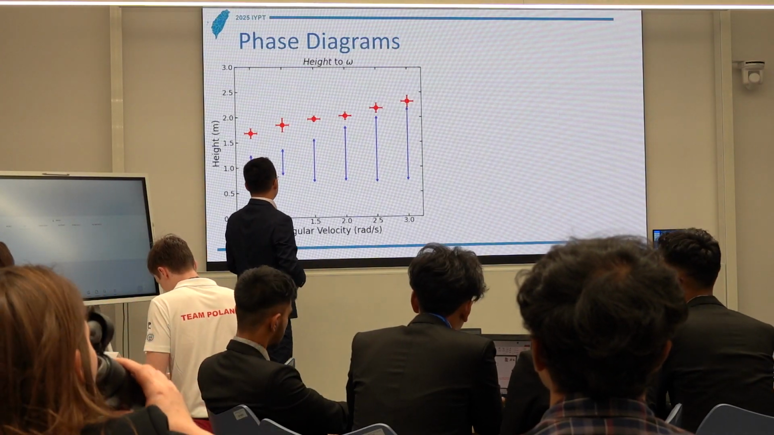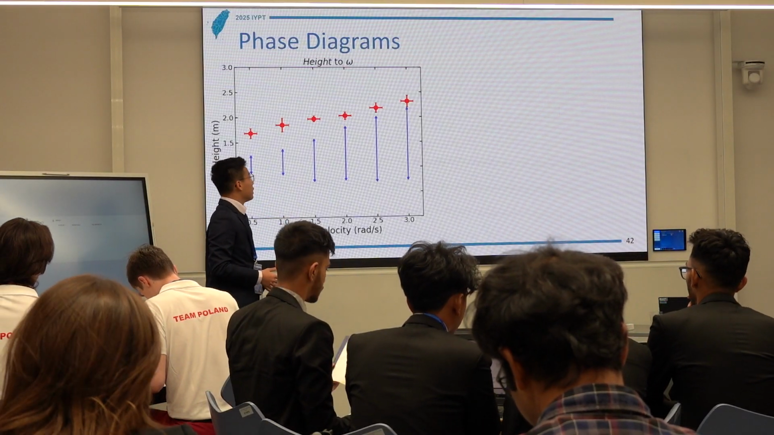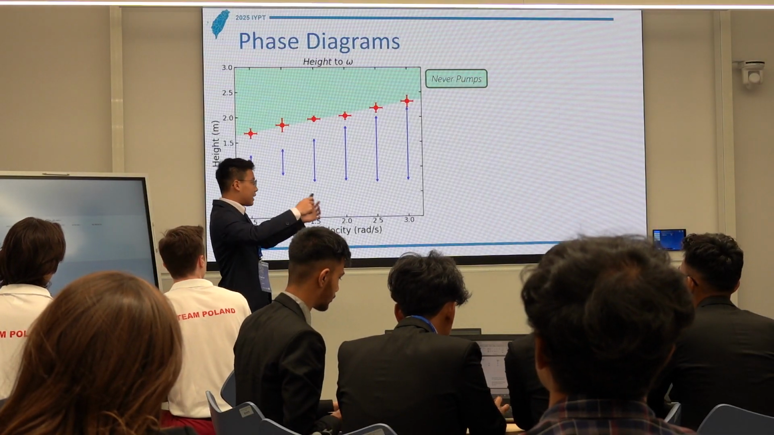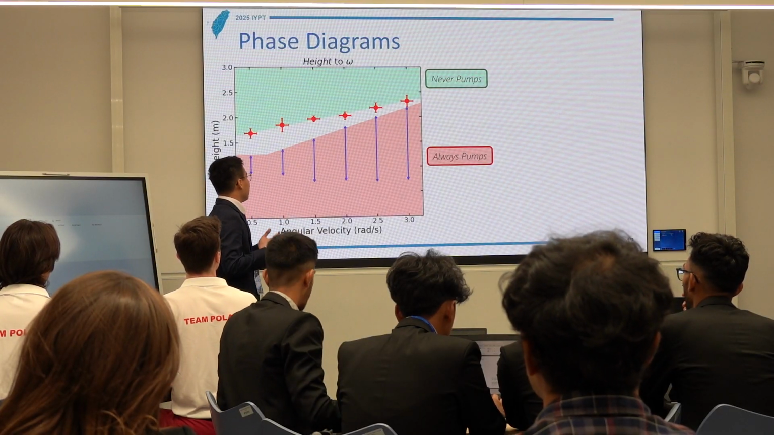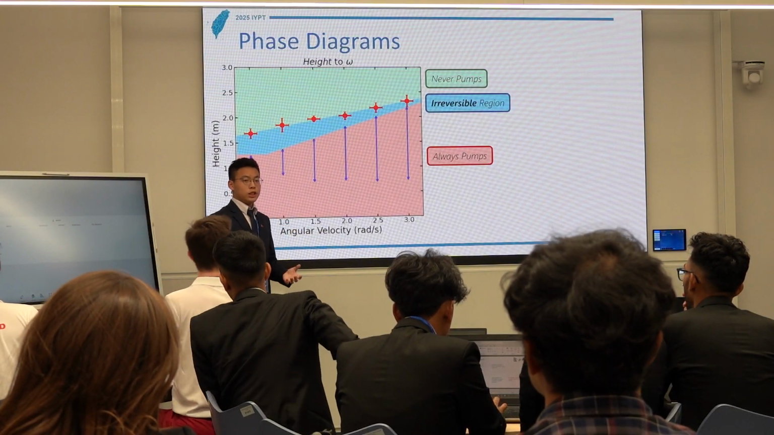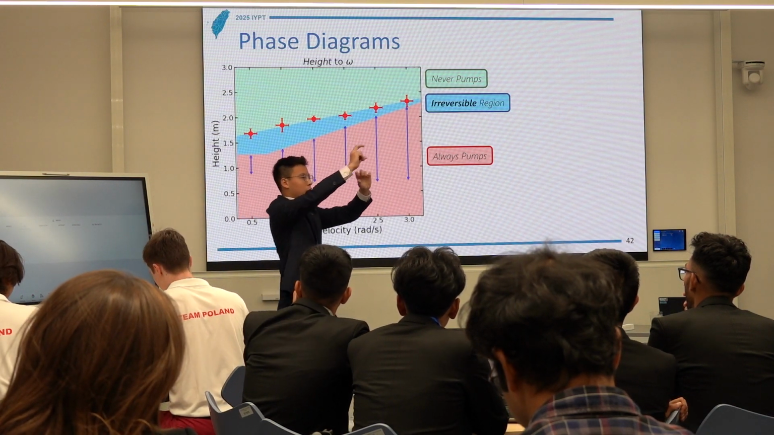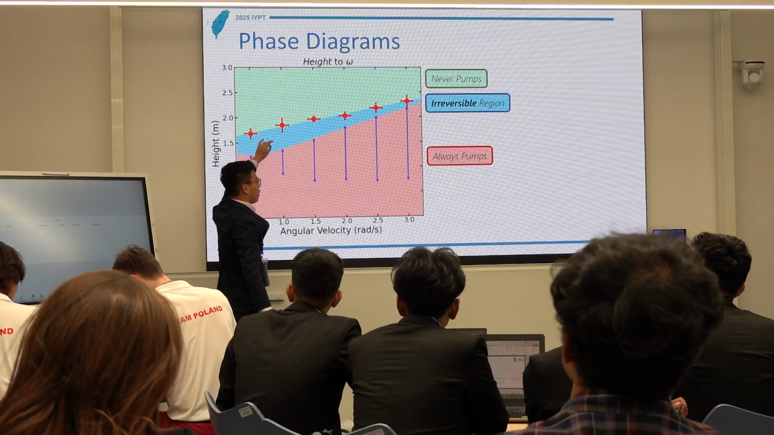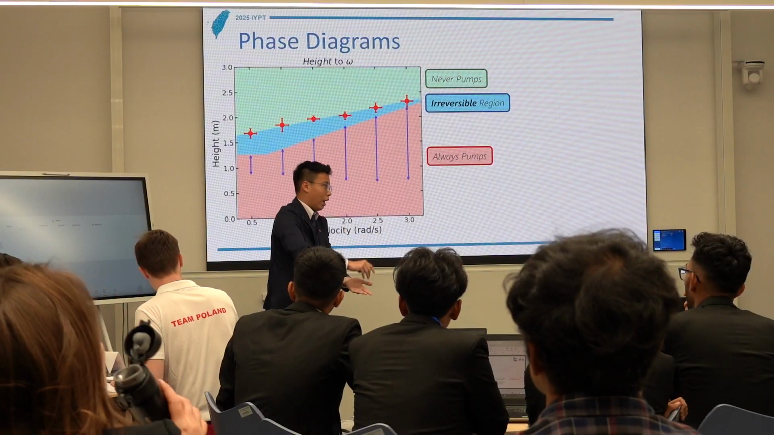Finally, for phase diagrams, this is one of my experimental graphs, with height and angular velocity. For this region, it is a height that never pumps because the water can never reach that height. The red region is a condition where it always pumps. And the blue region is an irreversible region. As I mentioned, for the maximum height, it will be water, air, water, air, water, air. For always-pump conditions, it will be all water. So this is the difference between those regions. We can never pump to this region once the whole tube is filled with water.